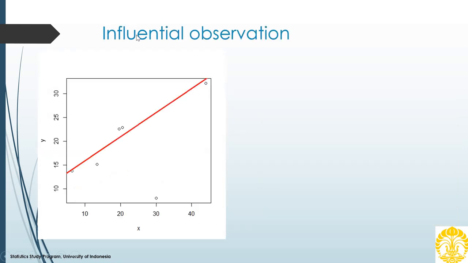Okay, next, another problem in regression is influential observation. Influential observation is a bit different from outliers.